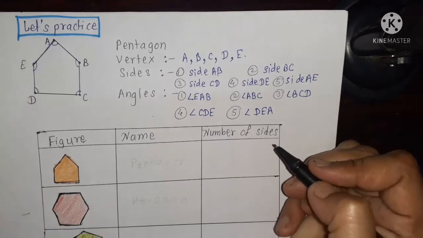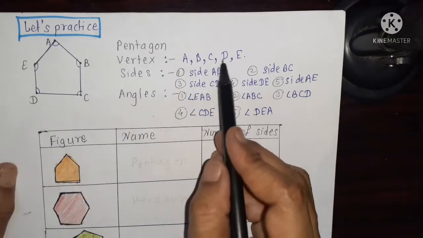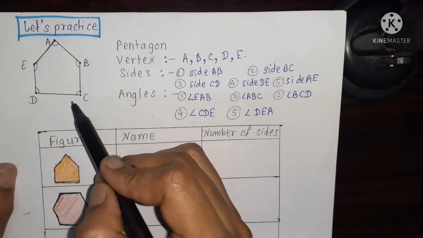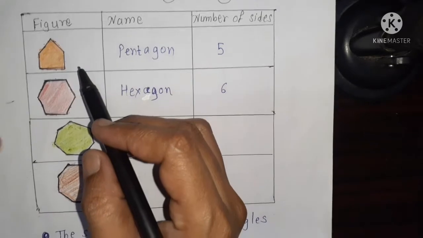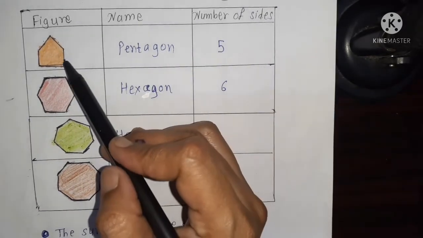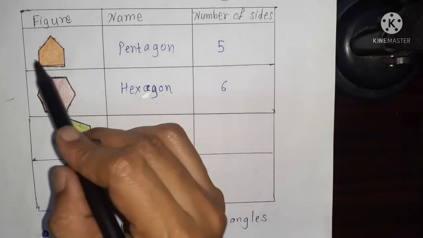In this way, we get 5 angles. Pentagon means 5 vertices, 5 sides, 5 angles. So this diagram is called a pentagon. We can write a figure name and number of sides. First figure name: pentagon, number of sides 1, 2, 3, 4, 5.